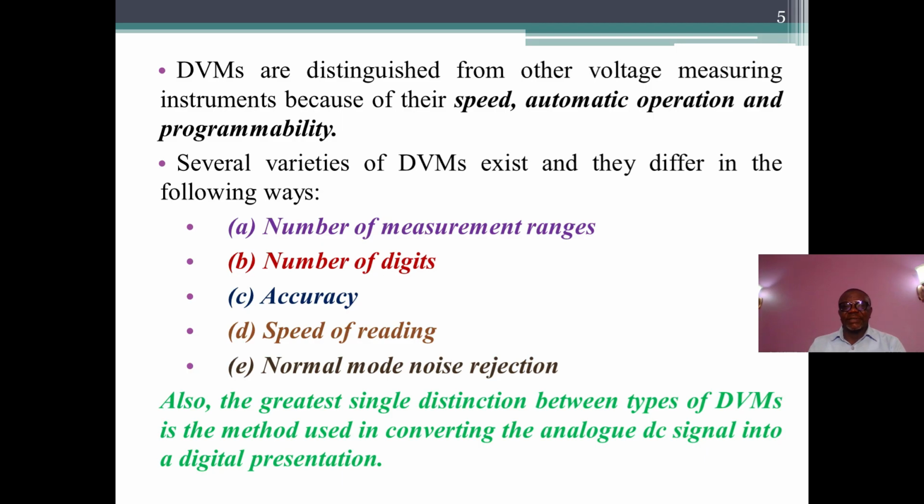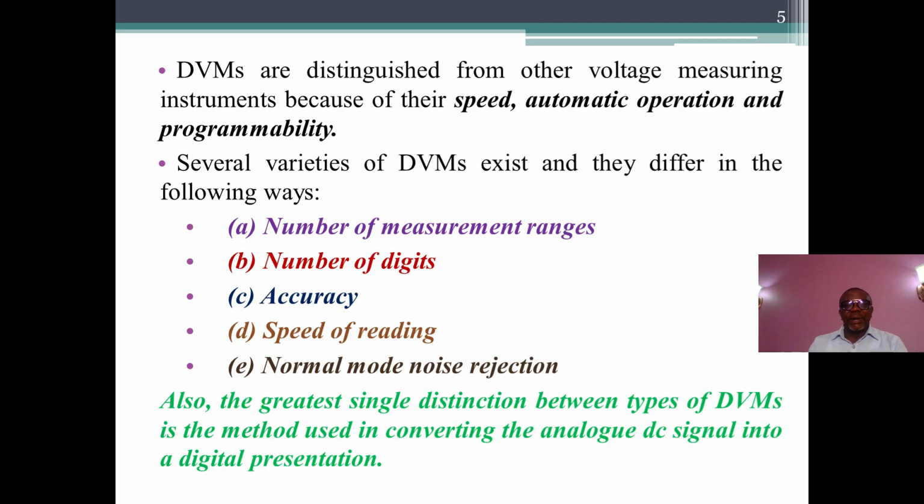Take for instance, if you are measuring something that is just about 1 volt and you set the range to 0 to 100, you may not be able to get the actual reading. So it helps you to narrow the range in which you want to measure.